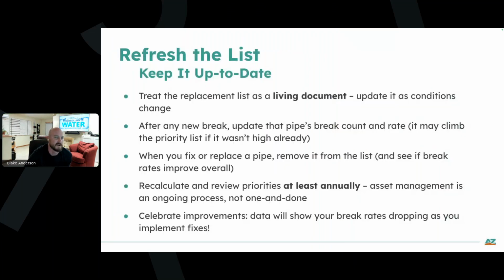And so in closing, keep good records and make a priority list, and then remember that that priority list isn't set in stone. It needs to continue to stay fresh. And so every time something significant happens, update that data. And if the pipe was a low priority, suddenly it has 3 breaks over a couple of years, then its break rate shot up. That pipe may need to move up higher on your list.